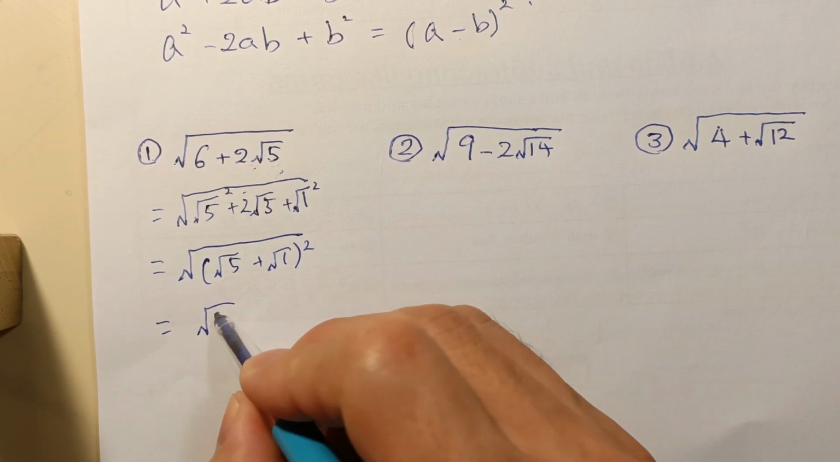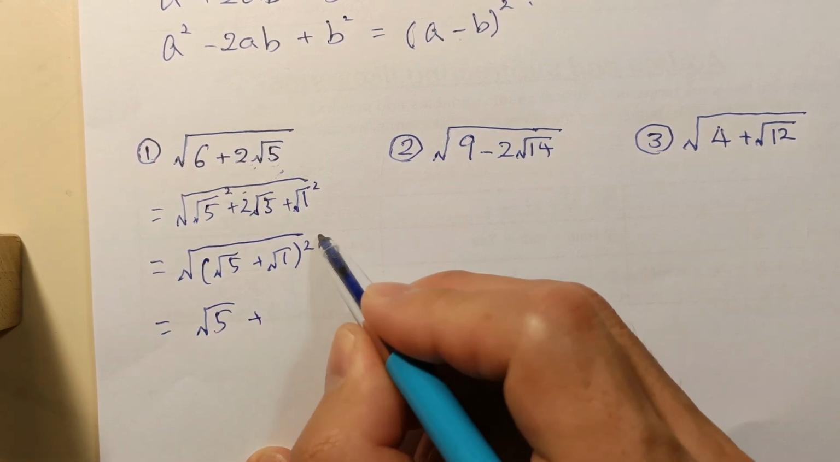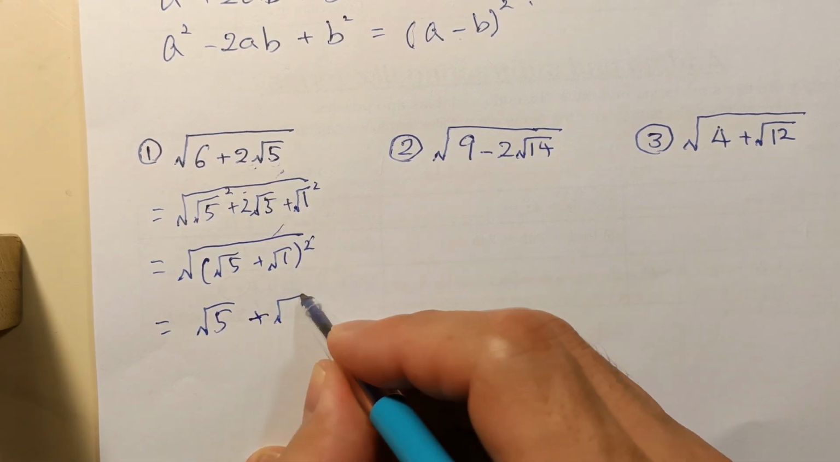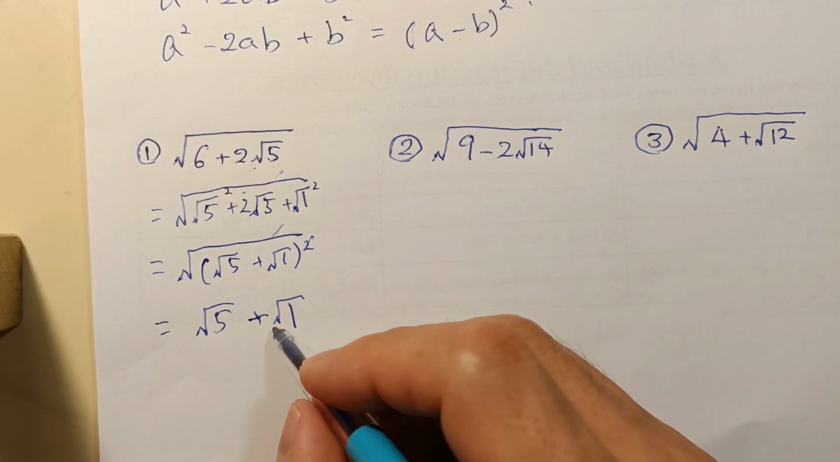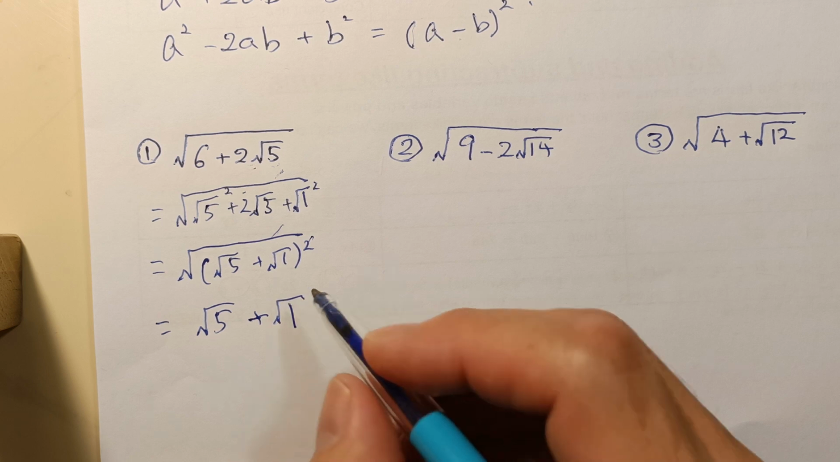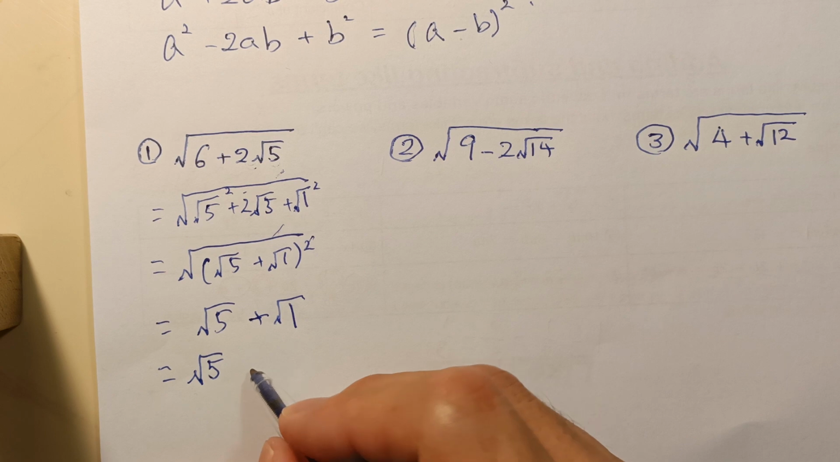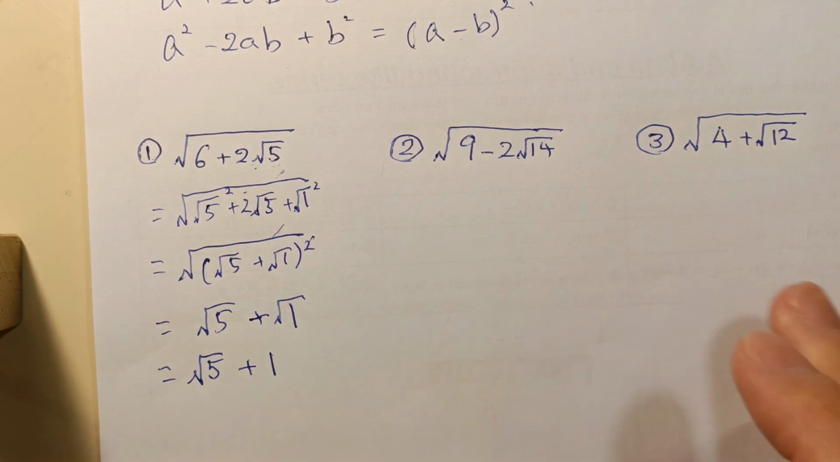Then if I rewrite like this, I can get rid of the 2 and square root at the same time. So the answer is this one. But do we need the square root here? We don't need it. So the answer for this question is square root 5 plus 1.